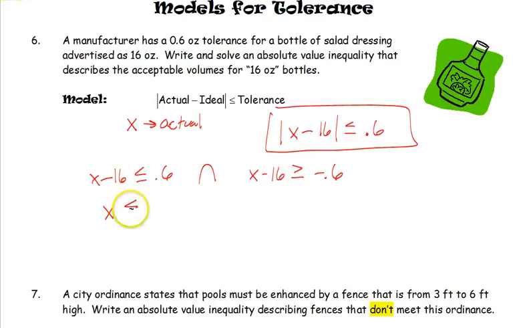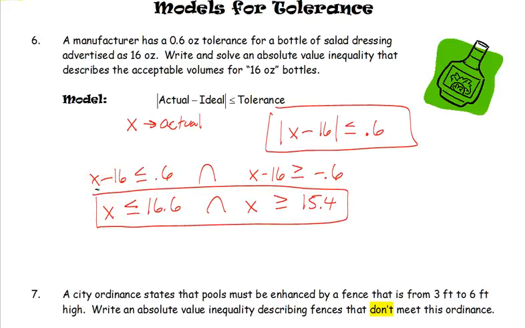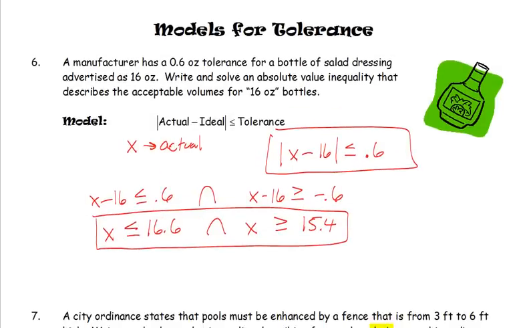You get x is less than or equal to, add 16 over, and you get 16.6. And x is greater than or equal to, if you add 16 to negative 0.6, you get 15.4. So logically thinking, we got these numbers ahead of time, but now this absolute value inequality gives us the numbers we wanted. Okay, so we solved it. It did not say to graph it, so I am good with this. So that makes sense. It has to be less than or equal to 16.6 and greater than or equal to 15.4. That one is nice because it just gives you the numbers.